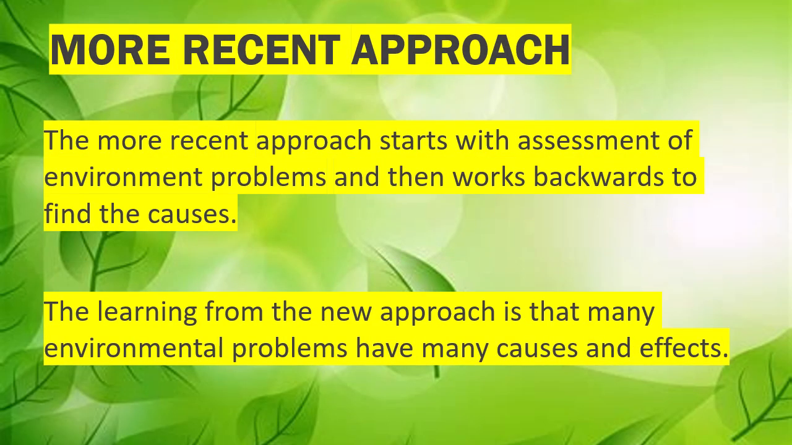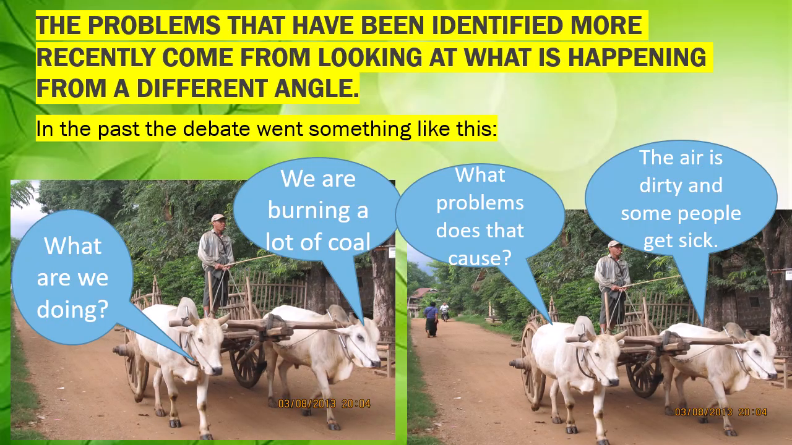The more recent approach starts with assessment of environmental problems and then works backwards to find the causes. And the learning from the new approach is that many environmental problems have many causes and many effects. The problems that have been identified more recently come from looking at what is happening from a different angle.